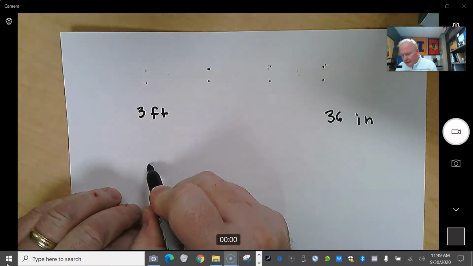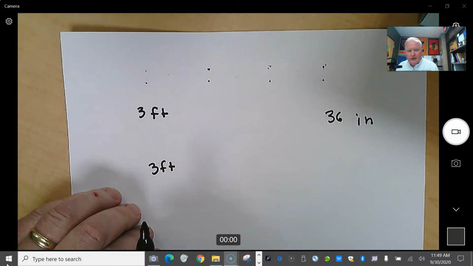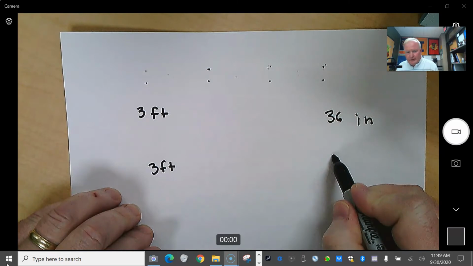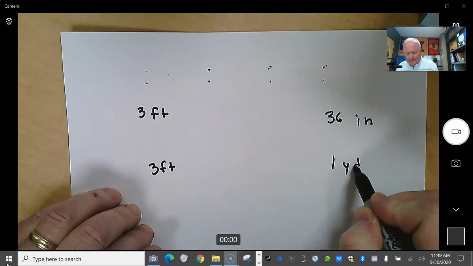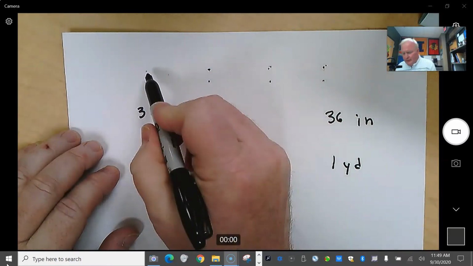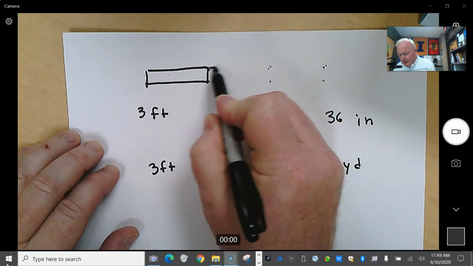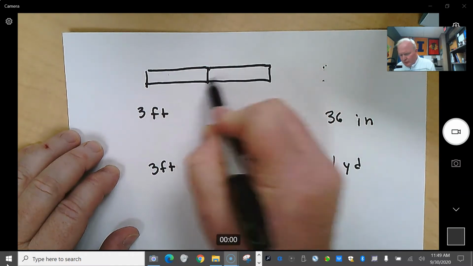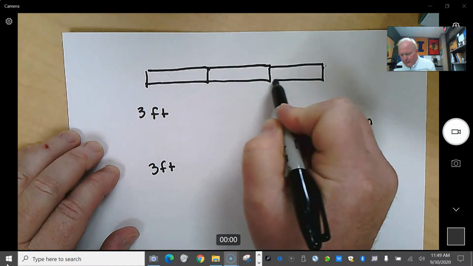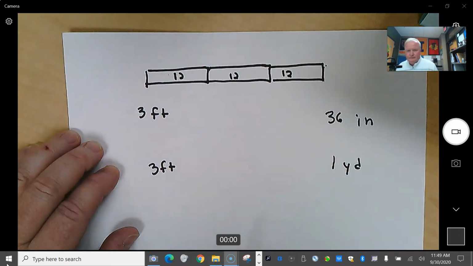And then if I asked, if you had 3 feet, how many yards would you have? Most of the people who follow football would say, well, Mr. Block, I know that's 1 yard. Okay, so let's think this through. What if we were to draw that out? So here I'm going to draw 3 boxes, right? And we have 12, 12, and 12.